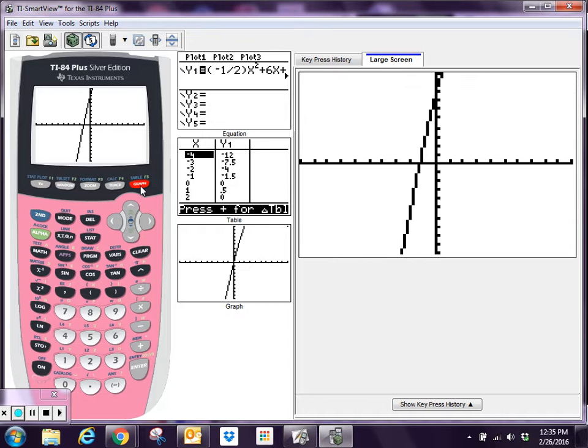Now we have a problem here because I know this is supposed to look like a parabola and it doesn't. It looks like a straight line. All that means is we can't see the whole picture. We can't see our whole parabola. So what we need to do is zoom out.